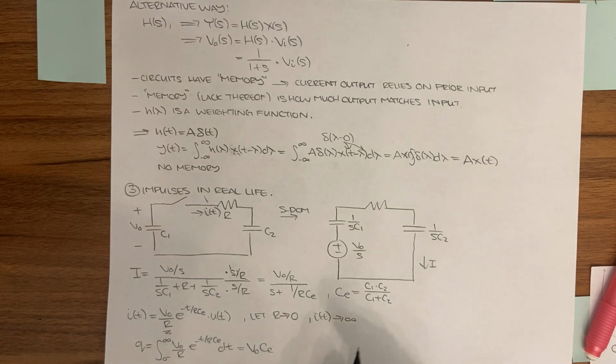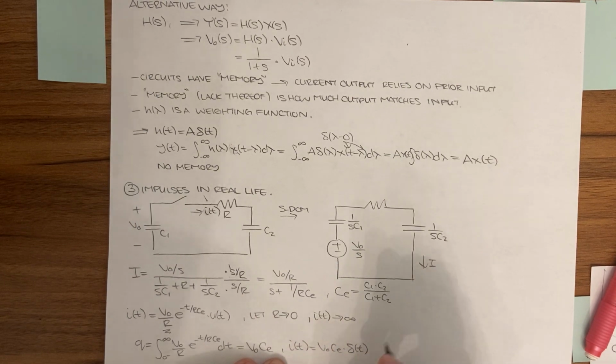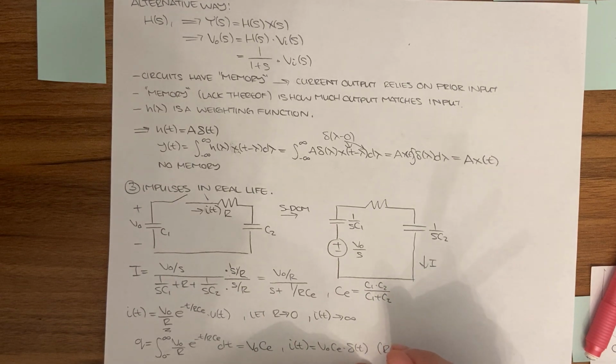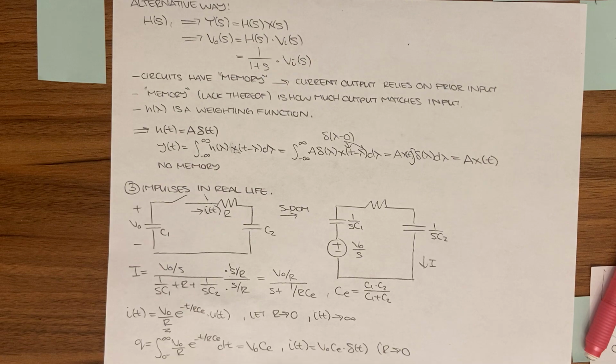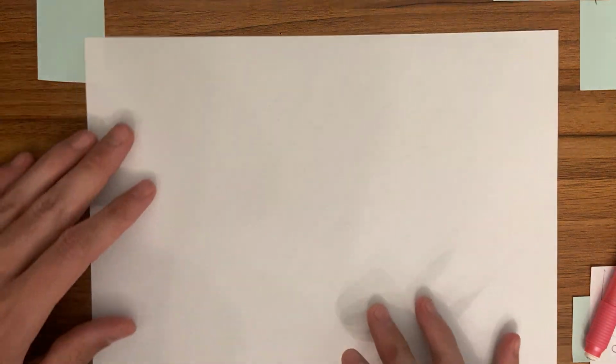Which is cool, because this essentially looks like an impulse function: the current goes to infinity, yet we end up with just a scalar on the output as we integrate over it. So we can say in this case that i(t) is equal to V naught C equivalent times a delta function. Again, that's valid as R goes to 0. That's one way we can look at it, sort of approximating an impulse function in a circuit.